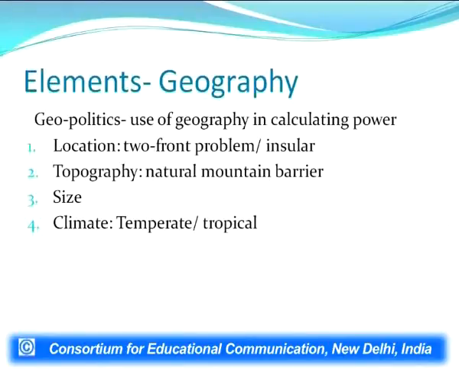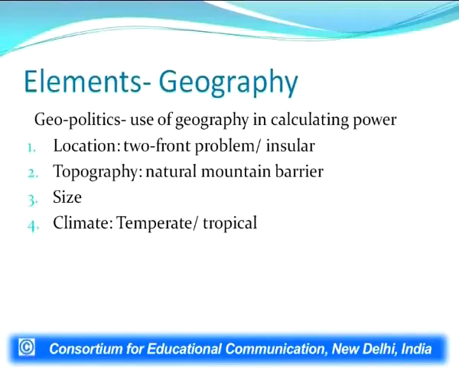The first element of power is called geography. If we look at geography, it is mostly relatively stable and it is tangible. You can say that this much rainfall occurs, the soil is porous, or it is mountainous soil, or it is red soil, or the climate is temperate or tropical. So, it is a defined thing. Therefore, geography is a relatively stable and tangible element.